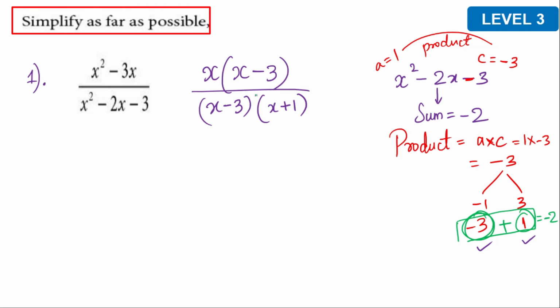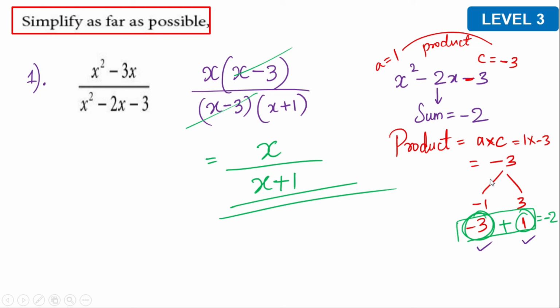The next part is cancelling the common terms from the numerator and the denominator. So my answer will be x divided by x plus 1. That's it. Thank you.